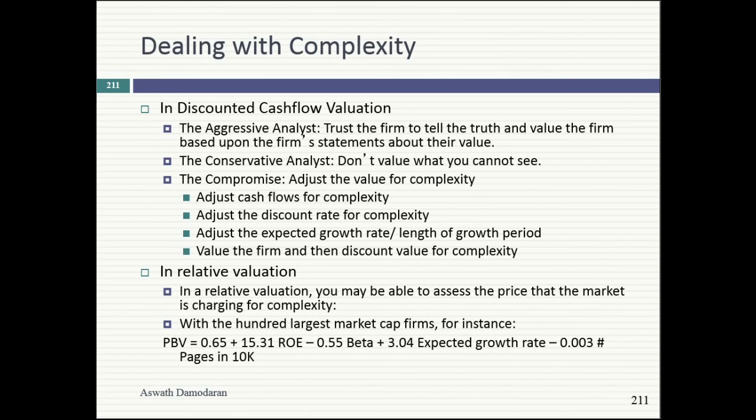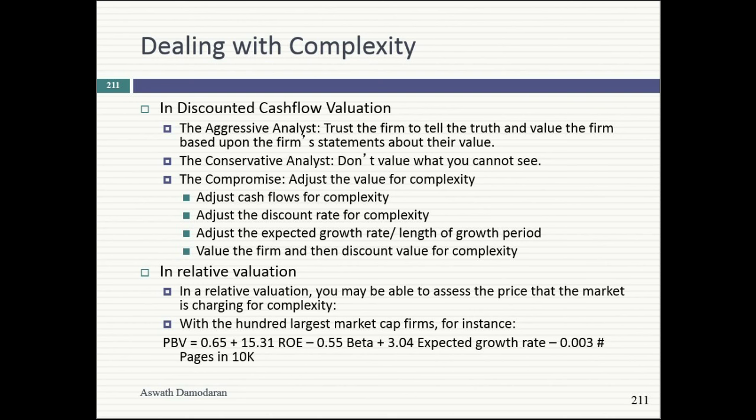And if you think from a discounted cash flow perspective, there are only four places you can go, right? You can try to lower the cash flows for complex companies, haircut them. What does that mean? If you have a complex company, you estimate the cash flows and you knock off 10%. Why 10%? I have no idea. That's the problem with haircutting. It's almost arbitrary. The second is, you can raise the discount rate for complex companies.